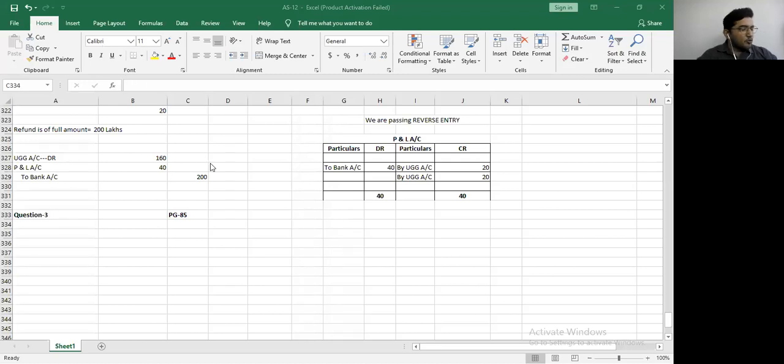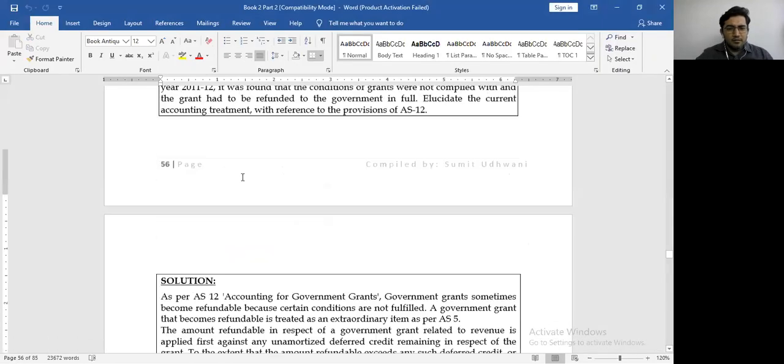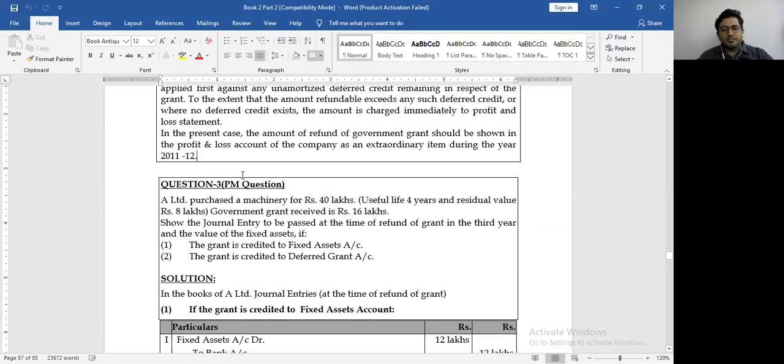Okay, let's read the question and understand. Please mark this important last day revision question. Let's try and understand this entire question. Question number 3. A Limited purchased a machinery for rupees 40 lakhs. Useful life is 4 years and the residual value is 8 lakhs. Government grant received is rupees 16 lakhs. What to do? Show journal entry to be passed at the time of refund in the third year.